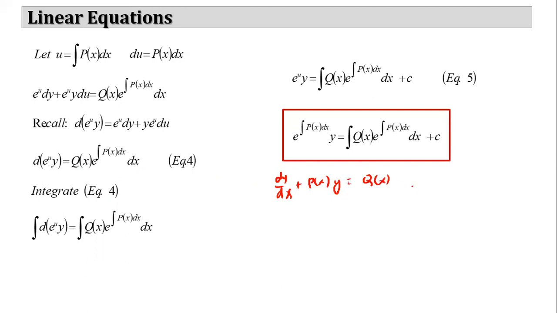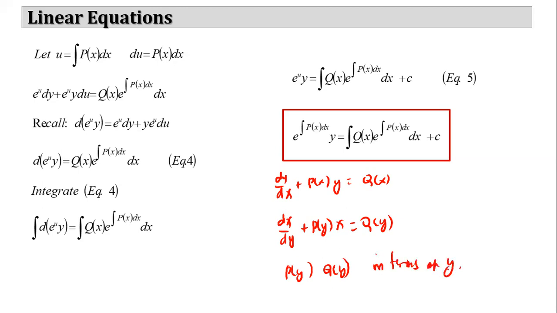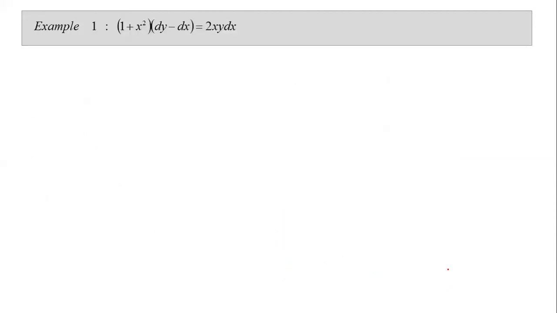Okay, so this is a linear differential equation in terms of x, but if we solve it in terms of y, the equation dx/dy plus p of y times x equals q of y is also a linear differential equation with respect to the dependent variable, and this time it's x. Here p of y and q of y are functions in terms of y.